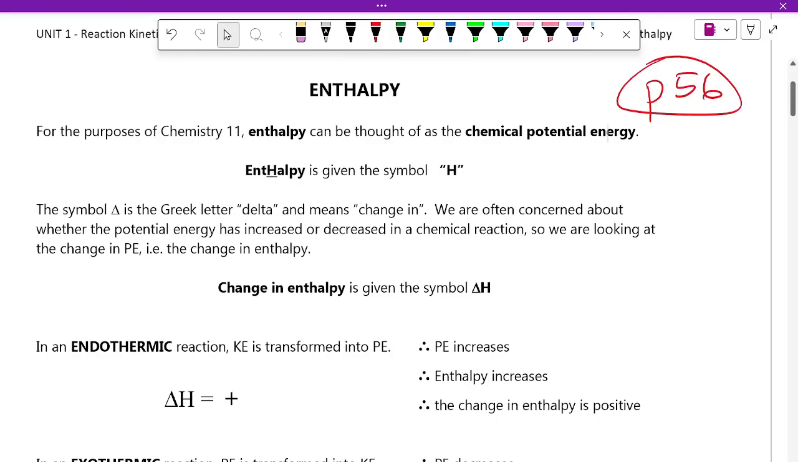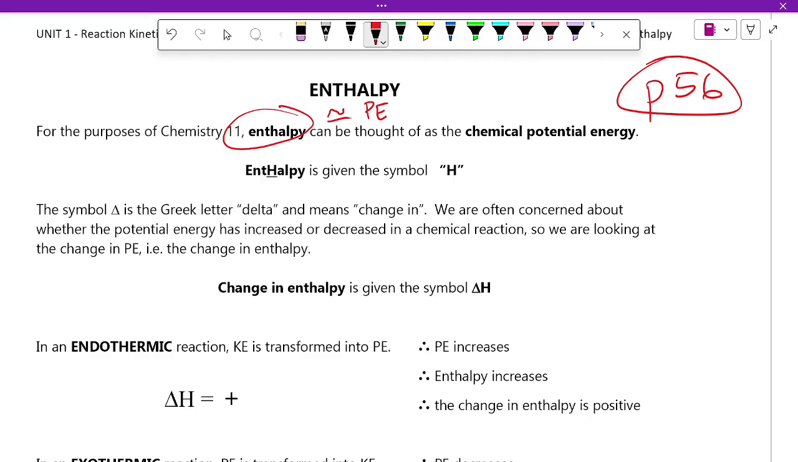For the purposes of chemistry 11, enthalpy can be thought of as chemical potential energy. So enthalpy is approximately the same as potential energy in chemistry. That's not its definition. If you define it as potential energy, you're wrong. However, is it partially right though? It's a little bit right, but not really.